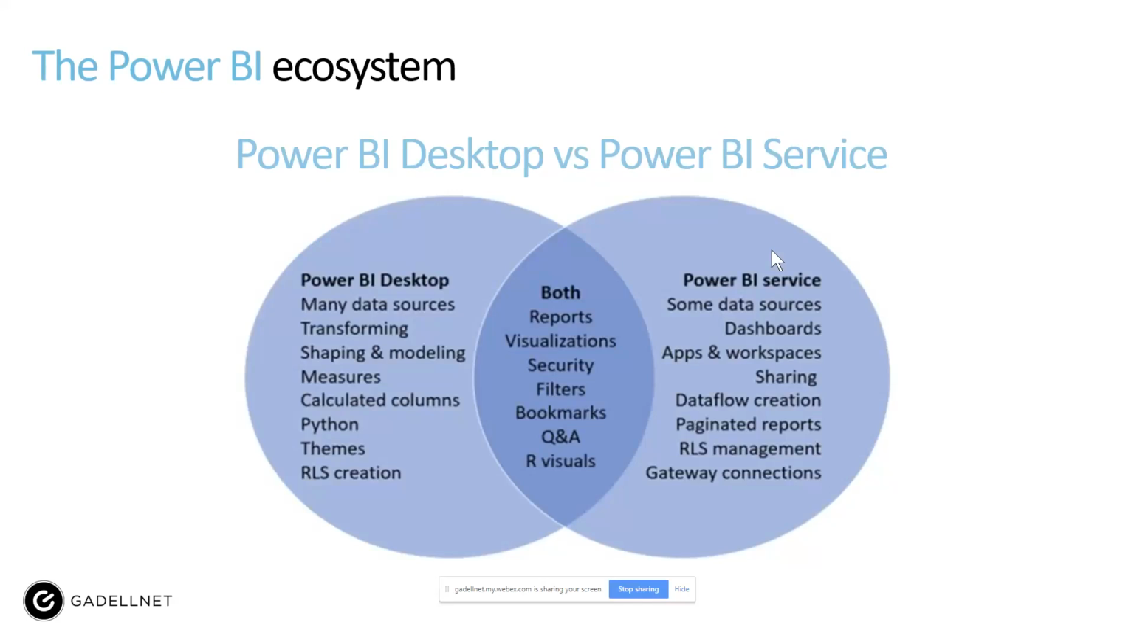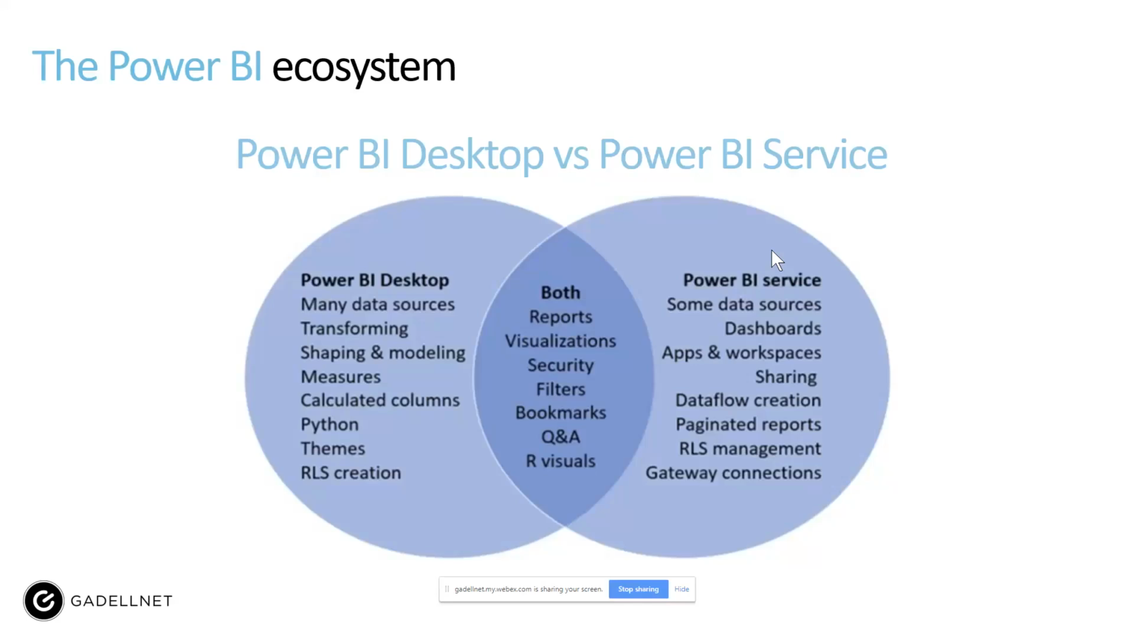So hopefully I can put some context to some of this in the next little bit here. But again, I thought this was a good way to visualize this. The other key here, if you'll see on the left, Power BI Desktop, the very bottom line there says RLS creation. That means row level security.